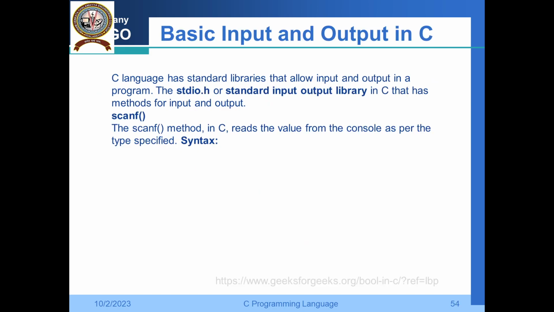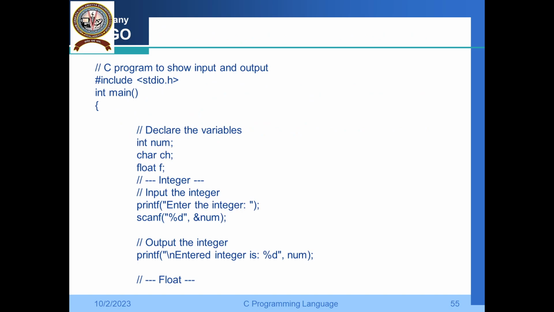Then how we can do basic input and output in C. C language has standard libraries that allow input and output in a program. The stdio.h, or standard input output library in C, has methods for these things. So with scanf you can do it. Let us go for an implementation. So, a C program to show input and output. #include stdio.h, int main, we start it here. Then declaring the variables: integer num, character ch, and float f.